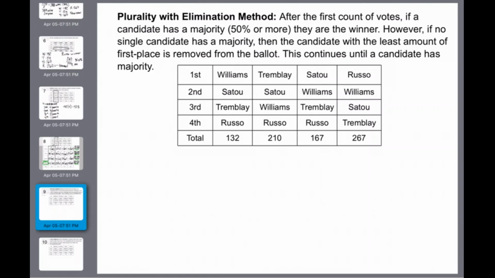When we did the majority method, we had already done some calculations. 776 people voted in this election, so we found out that our majority was 389 votes. A candidate has to have 389 votes in order to win, so they're going to need that in this method as well.